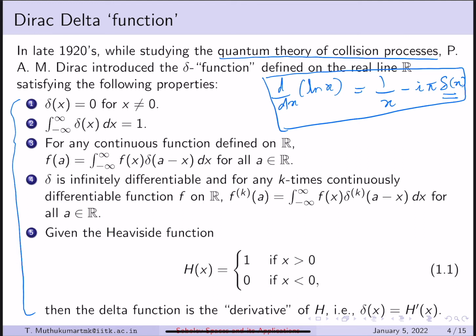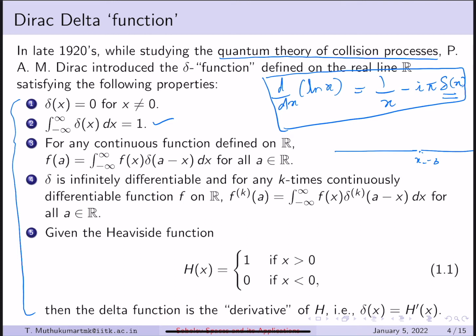So what he said about this delta was that it is 0 everywhere except at 0, which means it's a function which is 0 everywhere except at one point, x equal to 0. So it's a function that is 0 almost everywhere. But then he said the integral of that function should be 1. Doesn't seem to make sense, right?